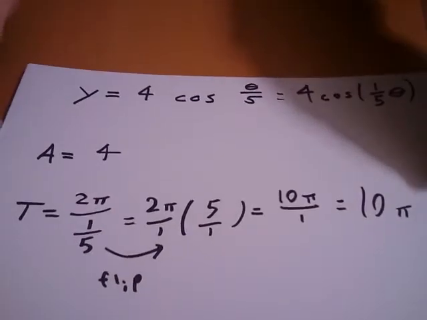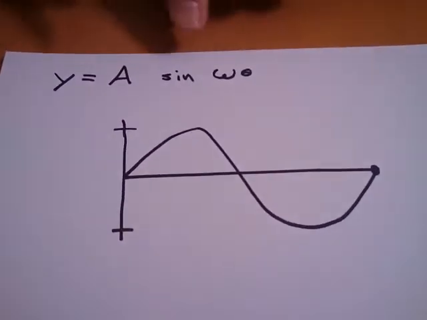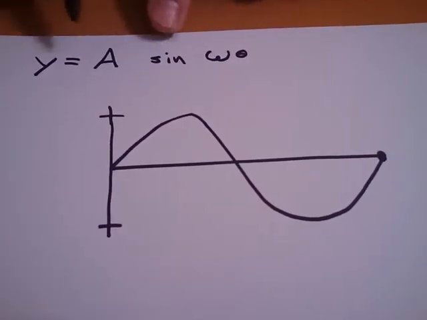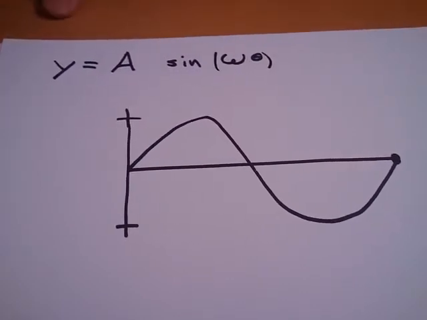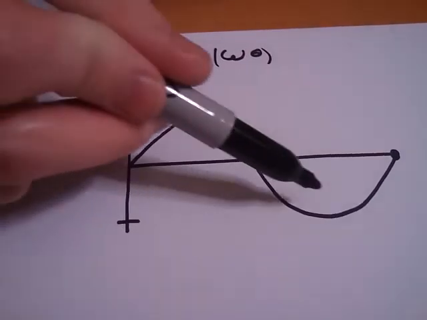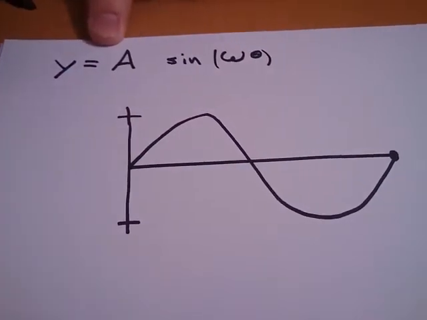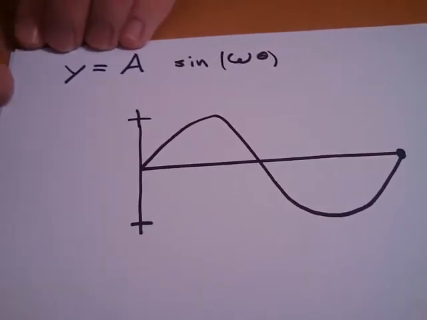Now I'm also going to ask you to be able to graph these. And these will look something like this. If I've got just a standard equation for sine, y equals a times the sine of, for clarity's sake let's put parentheses in there, omega times theta, I'm going to have a wave that looks like this. And there's a few key points that we can use to graph one full wave.